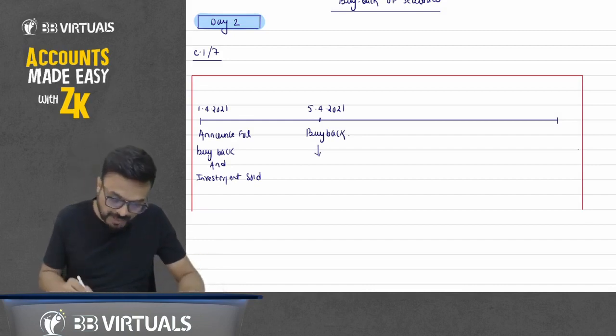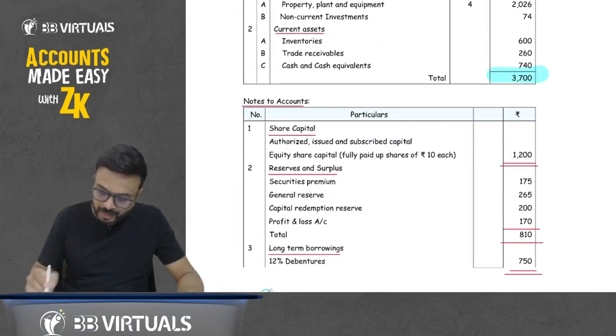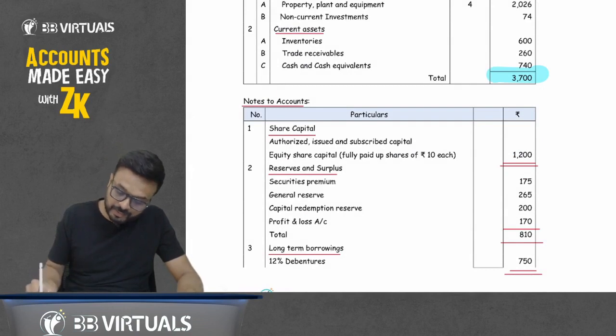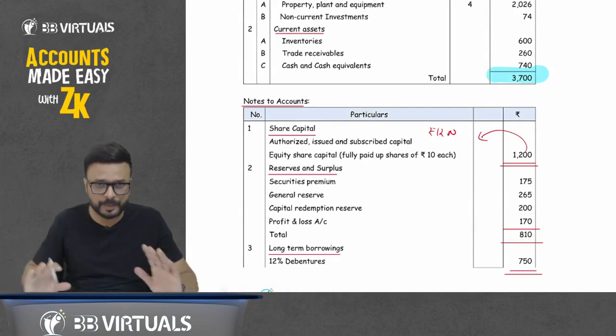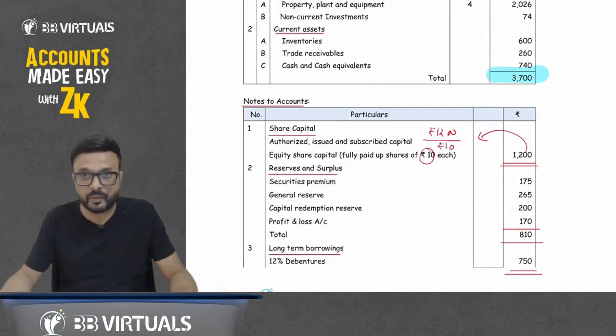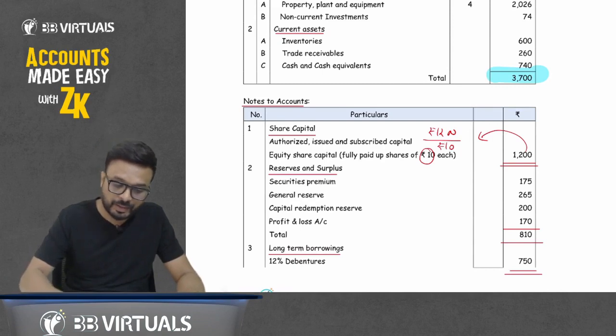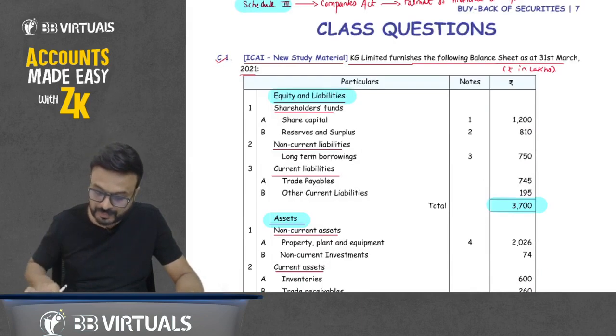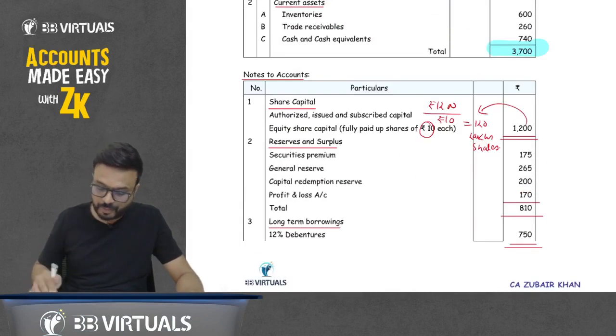How much capital do they have? This 1200 is the amount of total capital, rupees in lakhs. The value of one share is rupees 10. So 1200 divided by 10 comes to 120 shares. Basically, it is 120 lakh shares, because all figures here are in lakhs. You can see here rupees in lakhs.